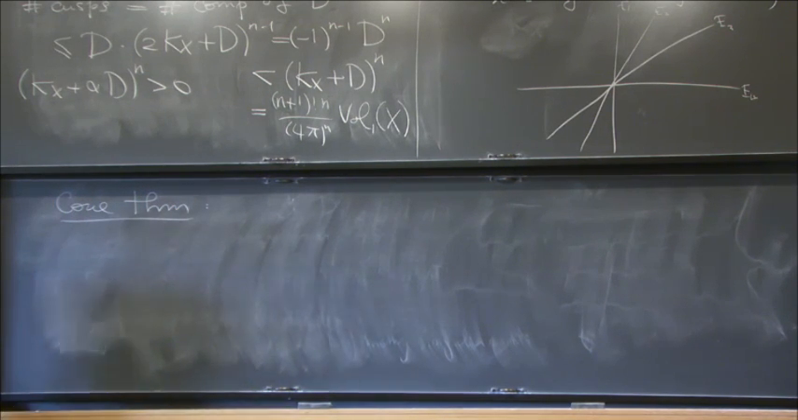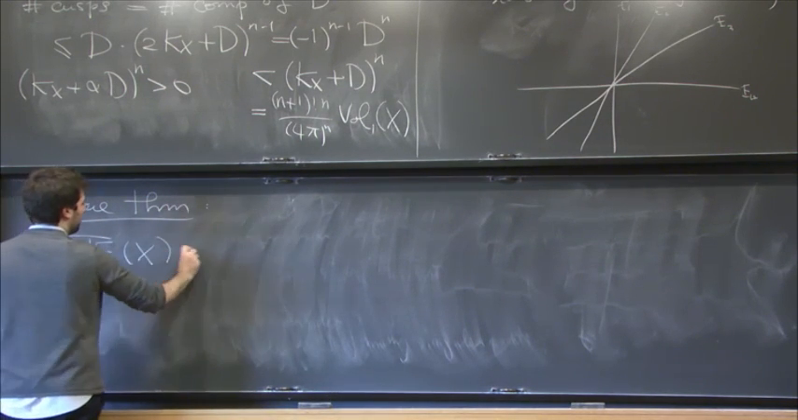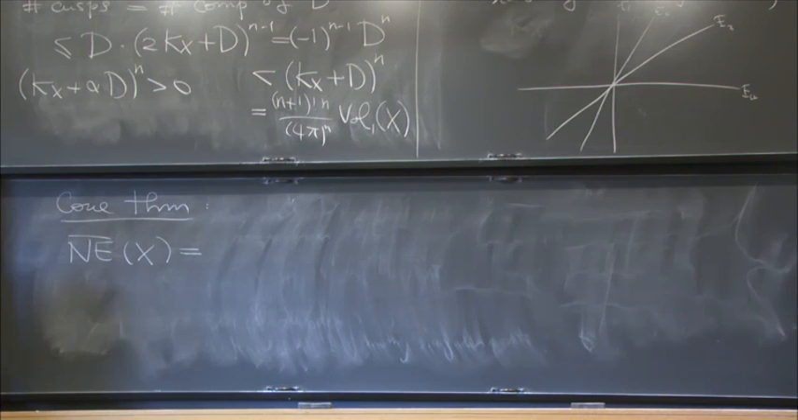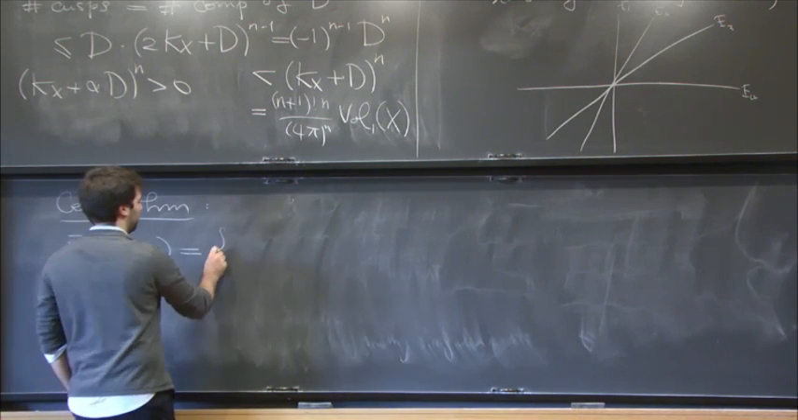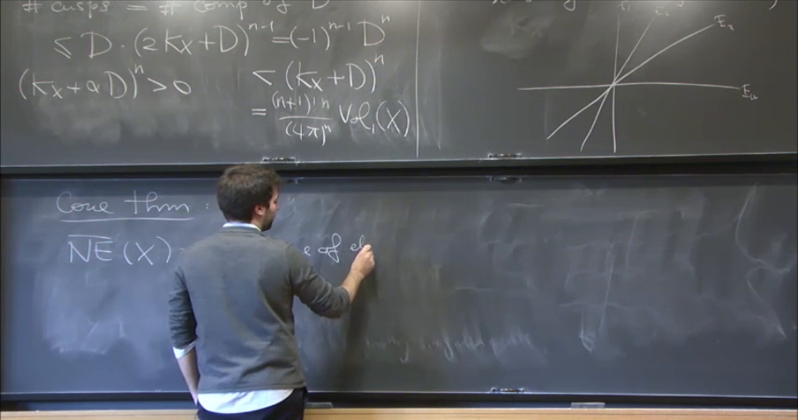So I will denote by NE-bar(X) the cone of effective curves. So it's the closure of effective one-cycles.